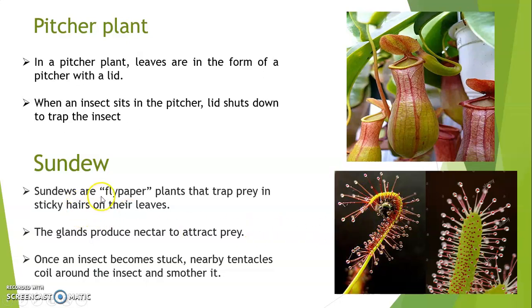Understood? Sundews are the fly paper plants that trap prey in sticky hairs on their leaves. The glands produce nectar to attract the prey. So these are kind of the nectar, the honey, to which the insects get attracted. And once the insect comes closer to the leaves of the plant, it gets coiled up around the insect and smothers it or eats it. Okay, so this is the sundew plant.